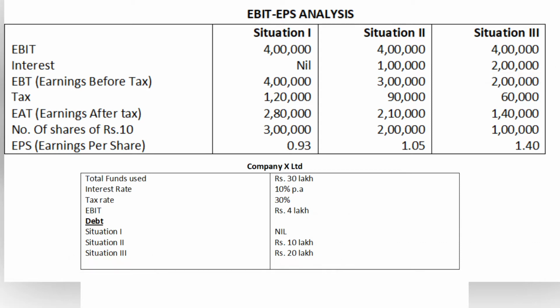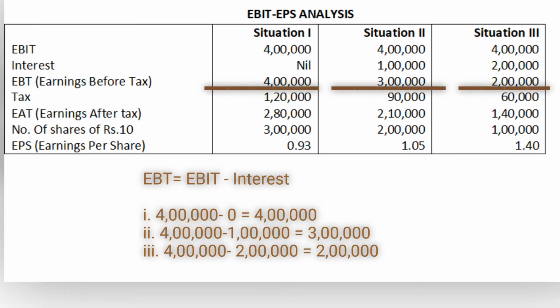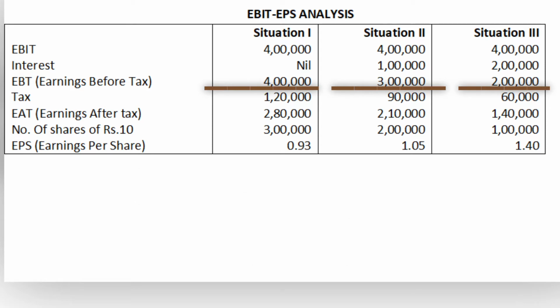Now next is earning before tax. Earning before tax, obviously you will subtract interest from earning before interest and taxes. First of all, we have earnings before charging interest, before charging taxes, which is 4 lakh. Now after subtracting interest, we get earning before tax. So after subtracting interest, we have in situation number 1, 4 lakh as earning before tax, and 3 lakh in situation number 2 as EBT, and 2 lakh in situation number 3 as EBT. Now then comes tax rate. Tax rate was 30%.